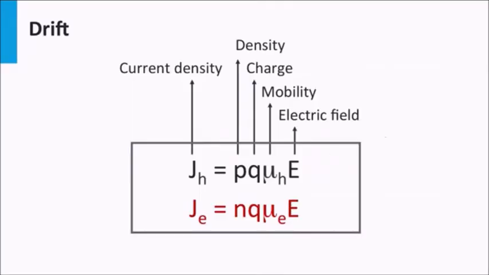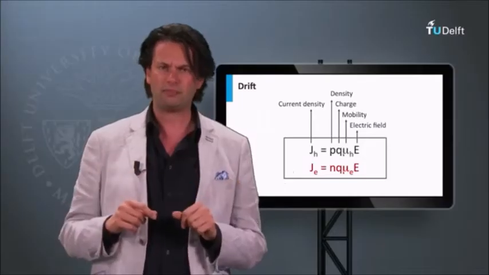The current density induced by an electric field is given by the product of the density of electrons N, the electron charge Q, the mobility constant mu, and the electric field E. Similarly, the hole current density induced by an electric field is given by the product of the density of holes P, the electron charge Q, the mobility constant mu, and the electric field E.